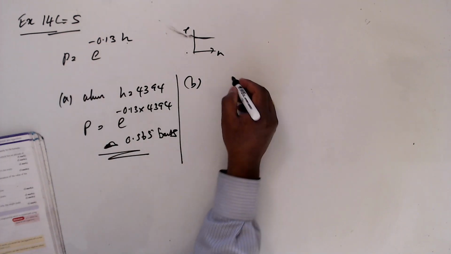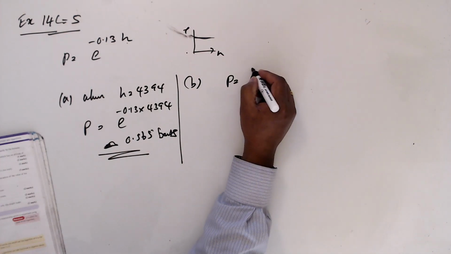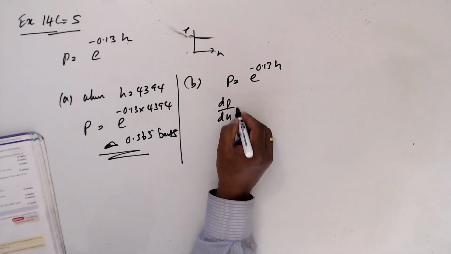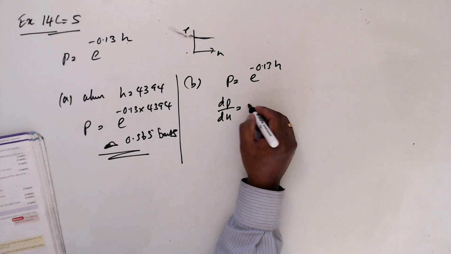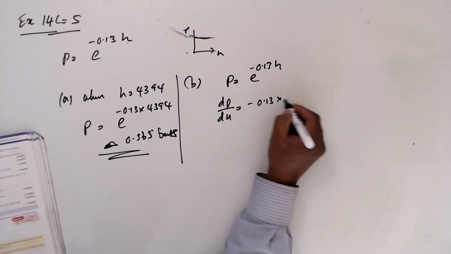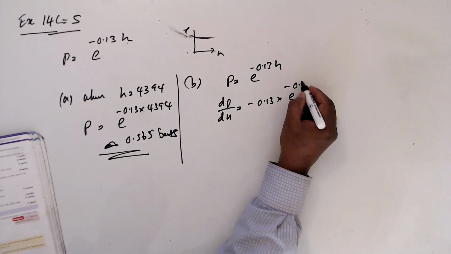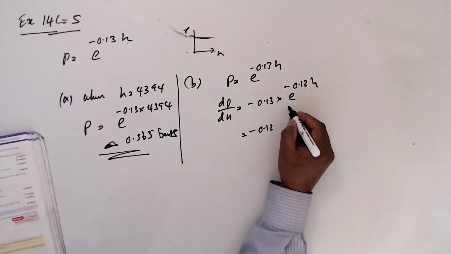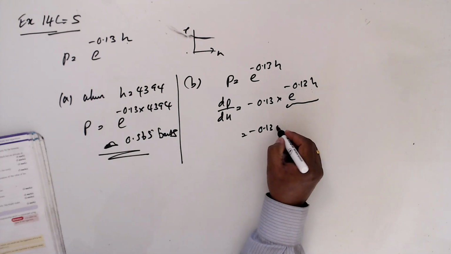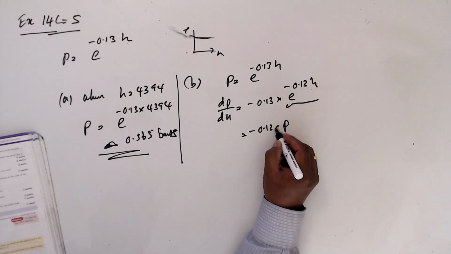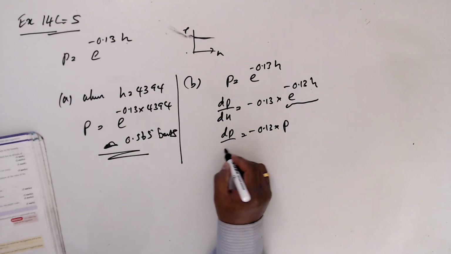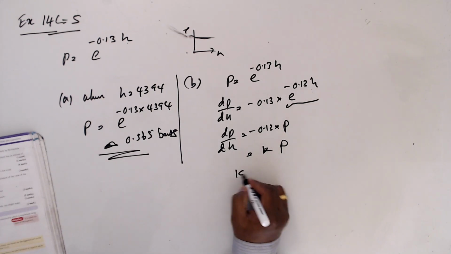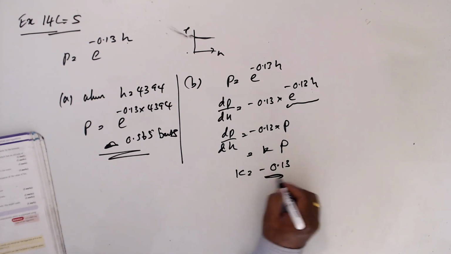Part B is I need to differentiate this one in terms of h. So dp over dh equals 0.313 times e to the minus 0.13h times minus 0.13, and this is again P. So dp over dh is k times P, so k equals negative 0.13.